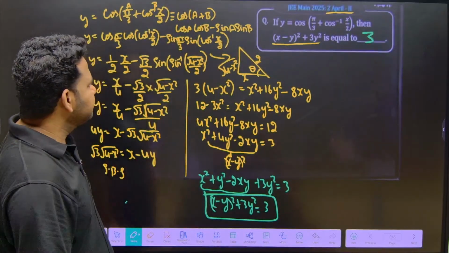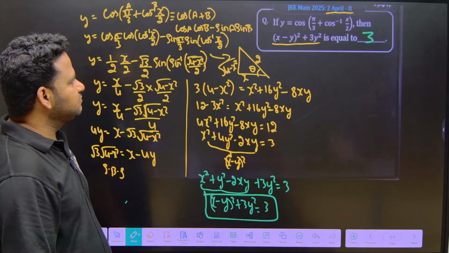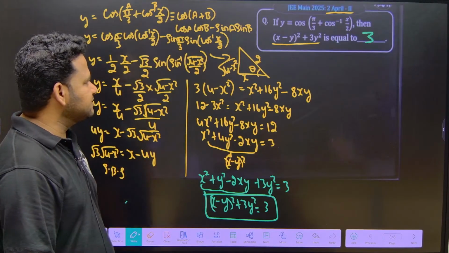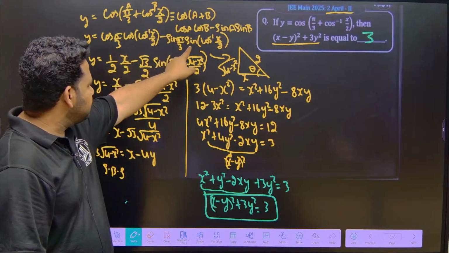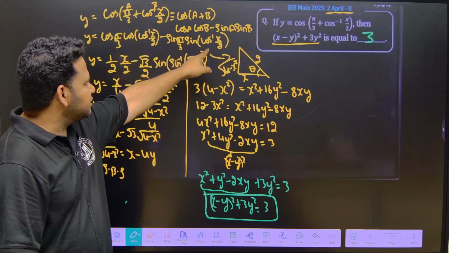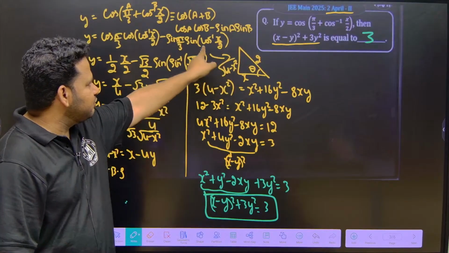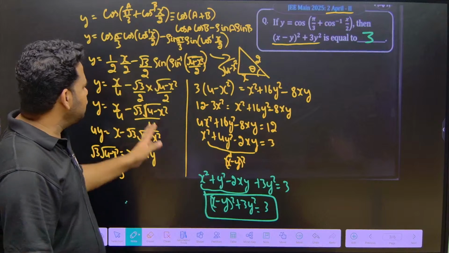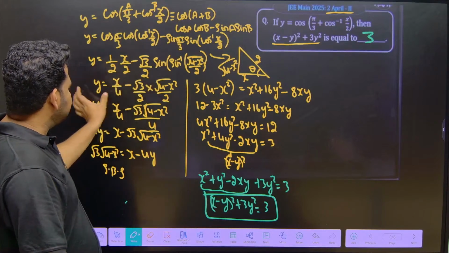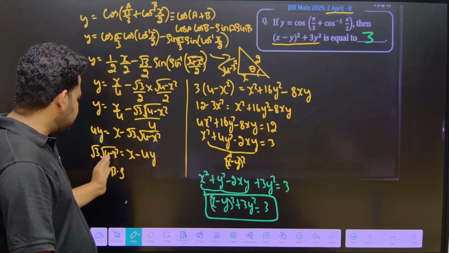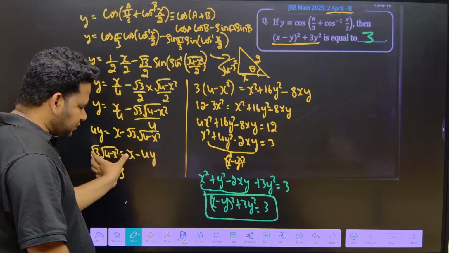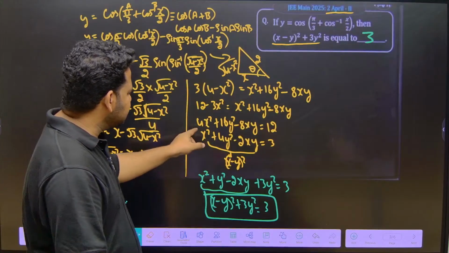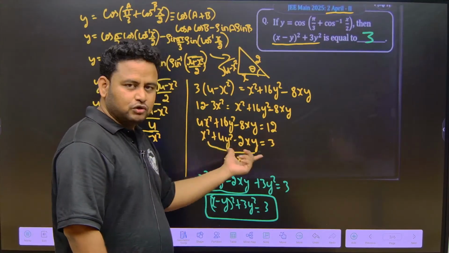Next one, see here, cos of pi by 3 plus cos inverse of x by 2. That is cos of a plus b, so we have to use the formula cos a cos b minus sin a sin b. Here the most important thing is you will get sin of cos inverse of x by 2. Here you put the triangle, and you will get it in terms of sin of sin inverse of something. On solving this you will get 4y is equal to this equation. You will take this side, do further manipulation, and then square on both sides. Here you will get it in terms of this, divided by 4 throughout, you will get it like this.